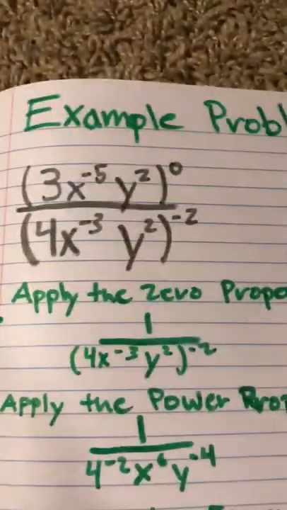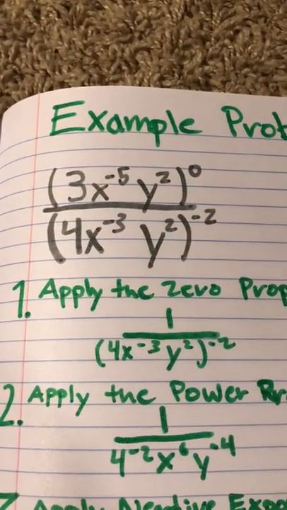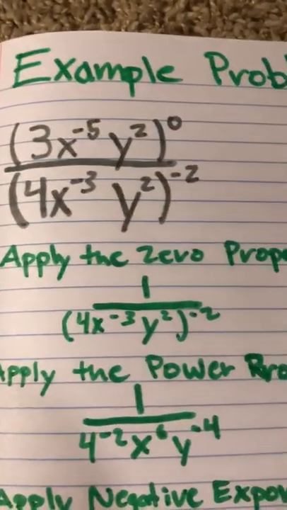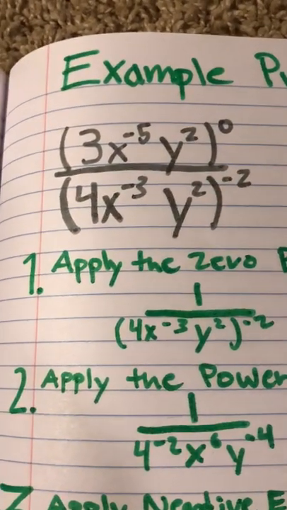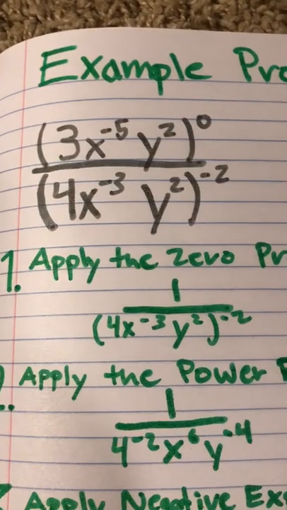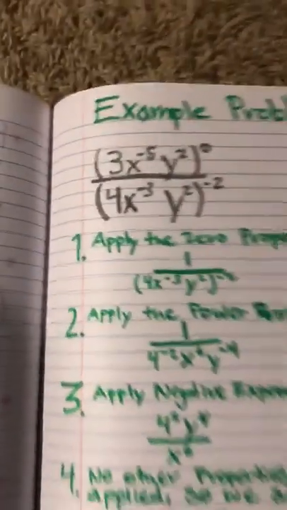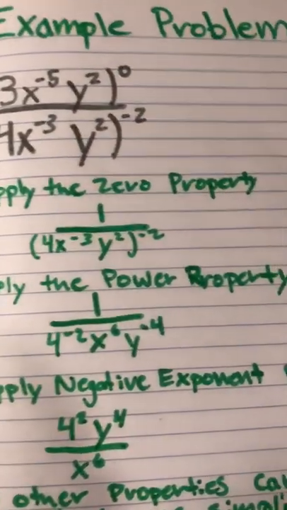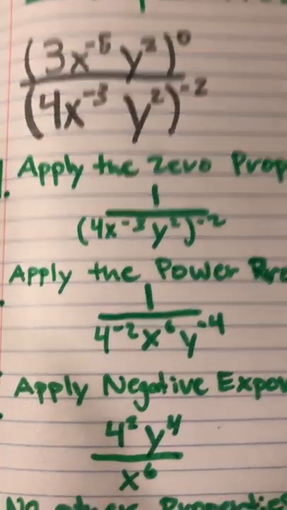Here is an example problem. Our example problem is 3x to the negative 5th times y squared, all raised to the 0th power, divided by 4x to the negative 3rd times y squared, all raised to the negative 2 power. For the first step, we apply the zero property, making the top section simply 1.